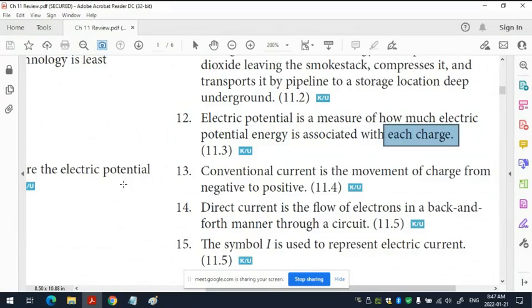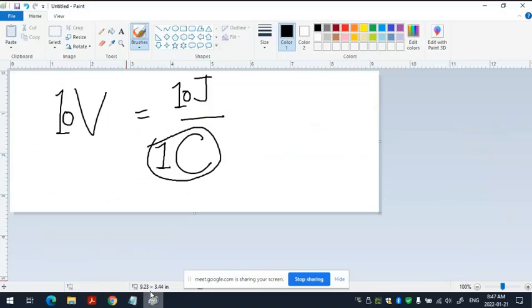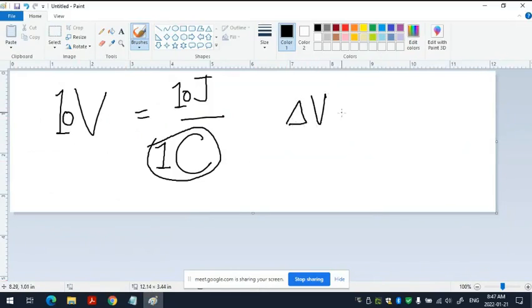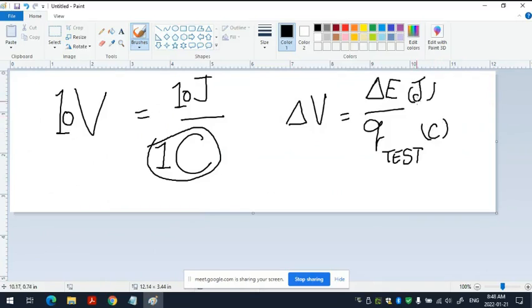Remember, voltage, delta V, equals energy, delta energy or work, divided by Q test. So a voltage is equal to energy, joules, over what? Over coulomb. That's why, again, volts is not energy, but it's related to energy. Volts is related to energy, but it's not energy itself.